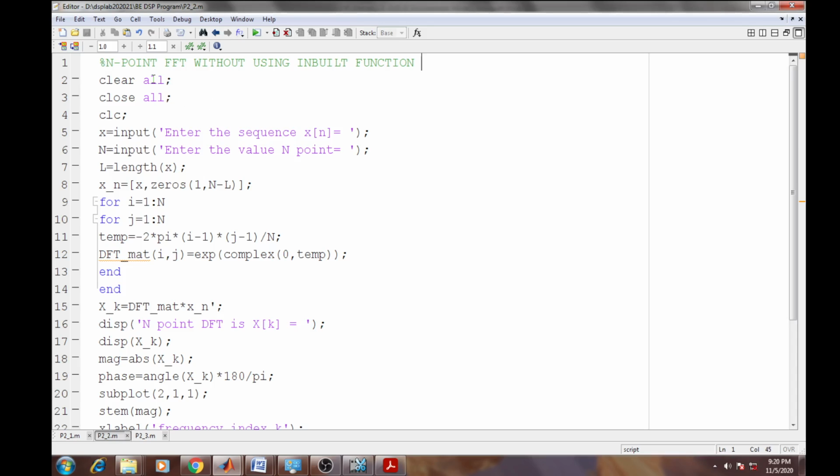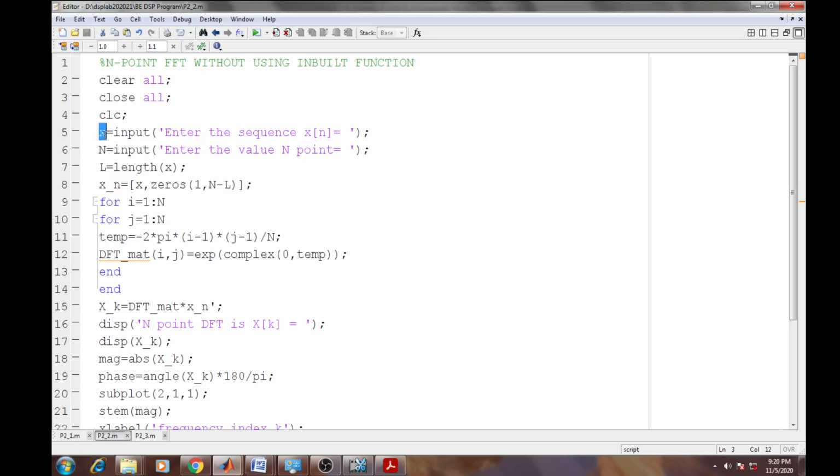With this style, without using an inbuilt function, we are going to find the fast Fourier transform of an N-point signal. Here I have given two functions, clear all and close all, and clc. clc clears the screen. Clear all clears all variables, and close all closes the windows, so your command window as well as your variable window and history window will get closed.